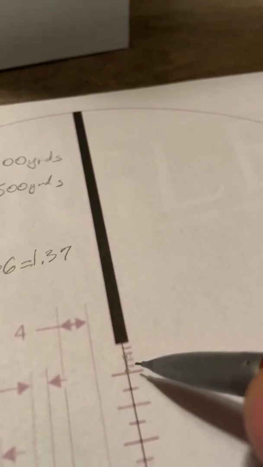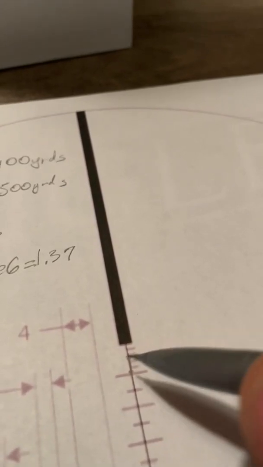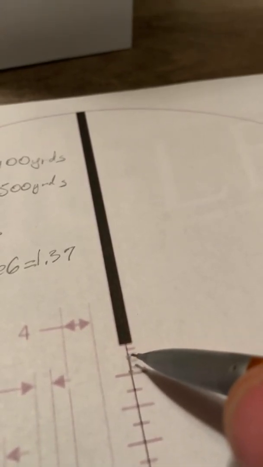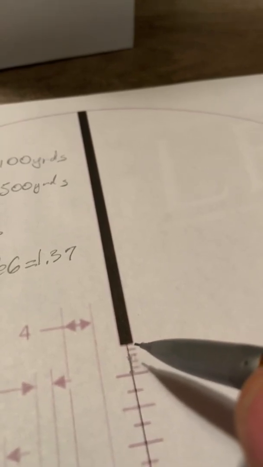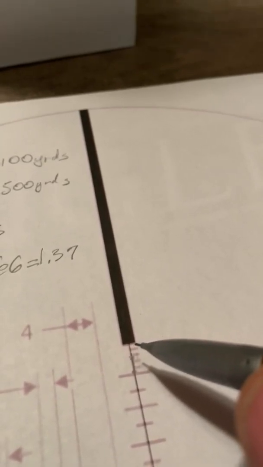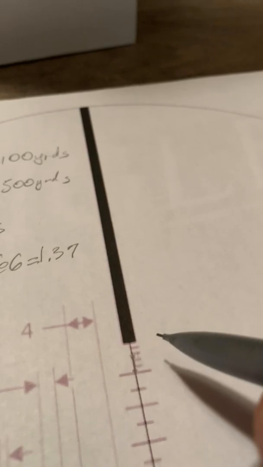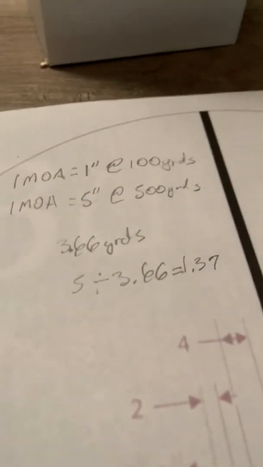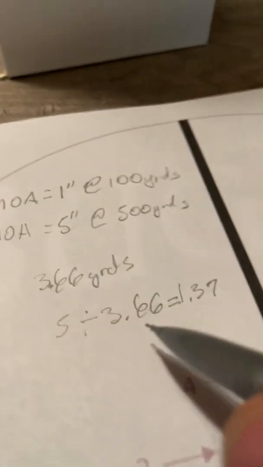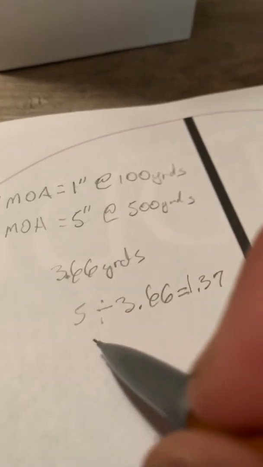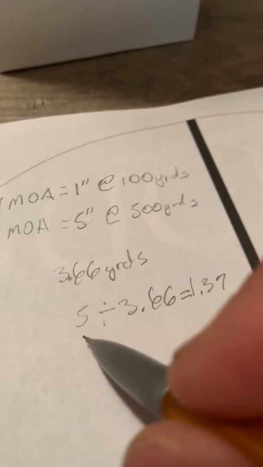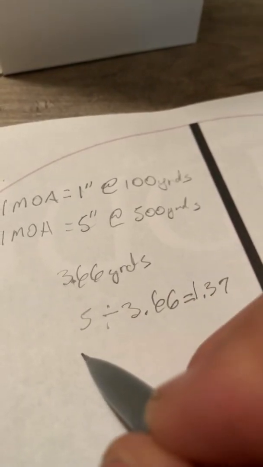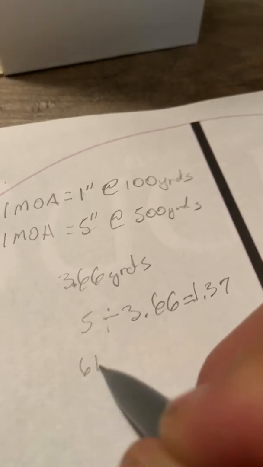As long as you're studious about it. You can't just do it once. You've got to do it again, and again. Do it 3 or 4 times before you actually make a judgment. So we're going to do another one. Let's say 618 yards.